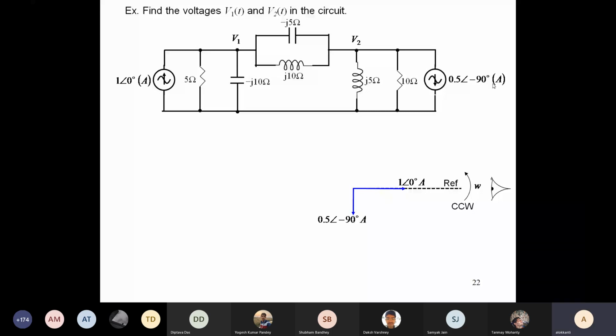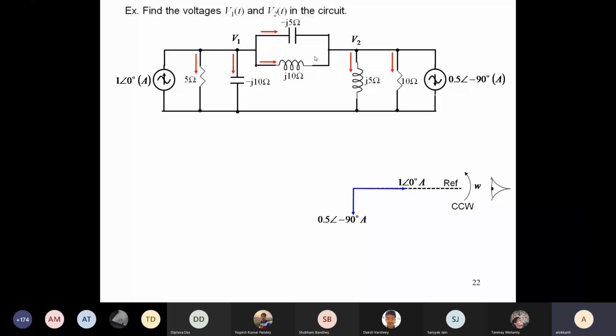Now with these phasors, you will have to find the values of V1 and V2, and you can do a node analysis, that is, you apply KCL. Assuming some current direction, all these branches will have currents. Similarly, in the middle branch where there is a parallel element, there will also be some currents. So how many KCLs will be required? You have two unknowns, V1 and V2, so you will have to apply two KCLs.